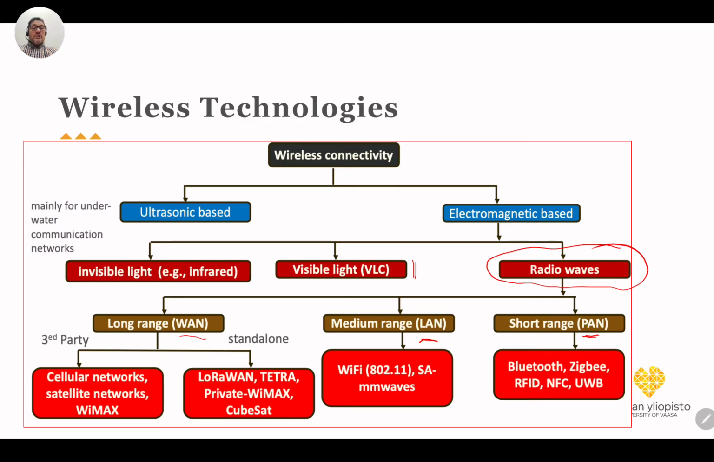And for the personal area network, or for the private area network, as you like to call them, it is mainly for short range, and those can be, for example, Bluetooth, Zigbee, and RFID, near field communication, ultra wideband, and maybe there are also some other like communication standards here. So those are mainly for short range.